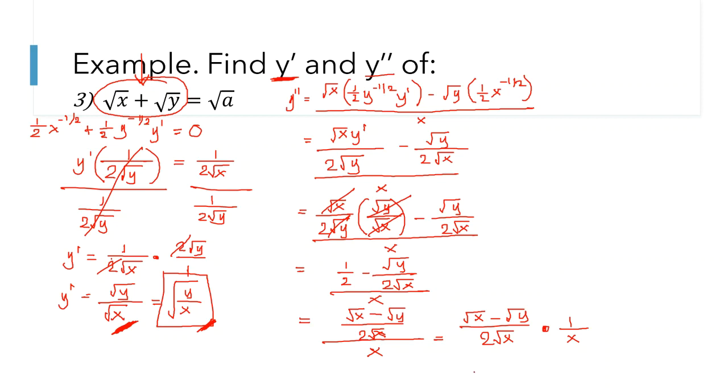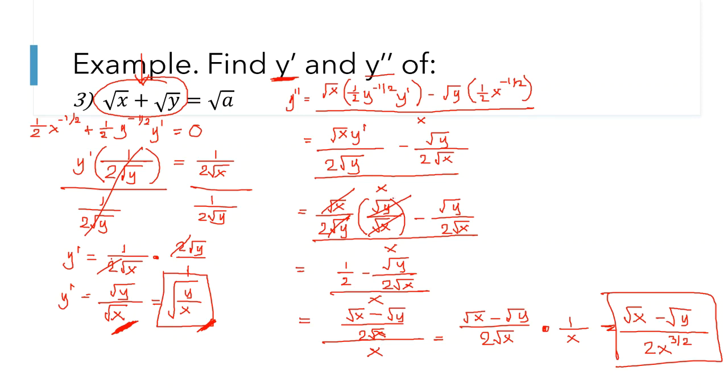Okay, so after this, we have to combine this one. So this would now be equivalent to square root of x minus square root of y square root of x times x, that is 2x raised to 3/2. So this is now our final answer.